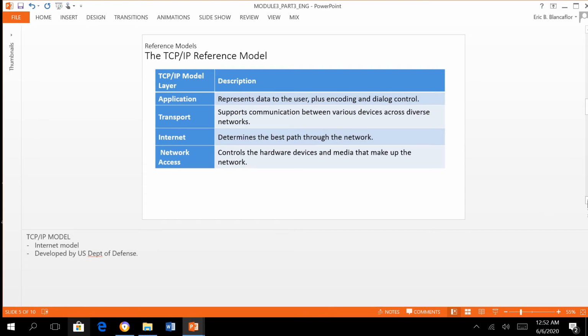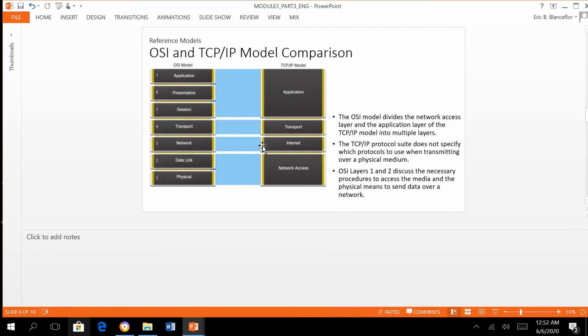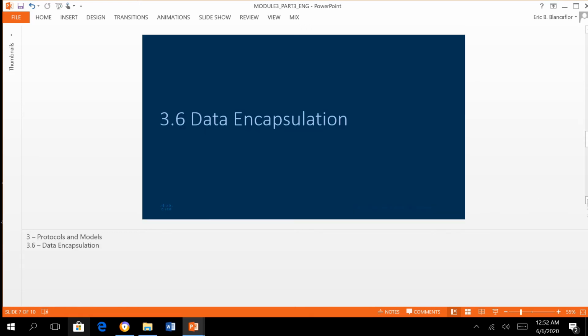You know what? The functions of this are similar to the OSI. So whatever functions we've discussed in the application, presentation, and session layers in the OSI, it is only one layer in the TCP/IP model. Transport in the OSI is the same as transport in the TCP/IP. Network is the same as the internet layer in the TCP/IP. And data link and physical are combined in the network access layer in the TCP/IP model. Okay.